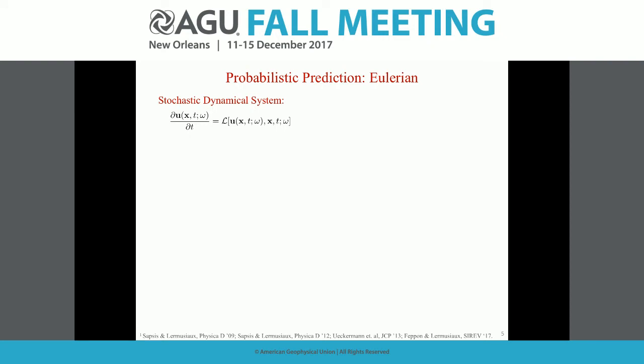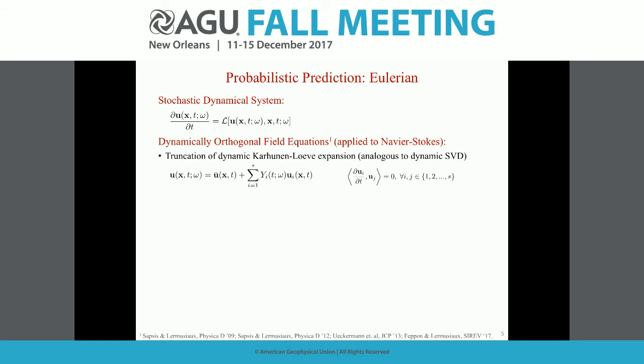For probabilistic prediction, we consider a general dynamical system where u is a random field and L is the dynamical operator, and the uncertainty might be in initial conditions, boundary conditions, or parameters. Here we use the dynamically orthogonal field equations, where we decompose the random field into the mean, U bar, and the stochastic coefficients and modes. Modes are the principal directions of my uncertainty, and the coefficients describe how the realizations vary along these directions of uncertainty. To get the reduced model equations for the mean, the stochastic coefficients, and the modes themselves, we impose an orthogonality condition that the modes can only grow orthogonal to the explained uncertainty.